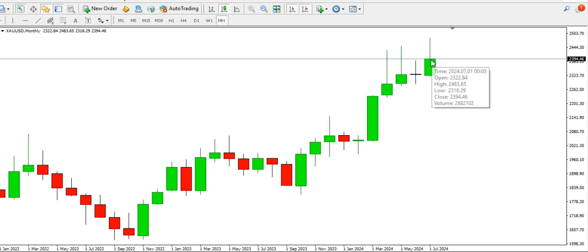So at the end of this particular month, we might see the price of gold forming another wick, which means we might be expecting the price of gold to drop a bit more, and possibly in the month of August we might see the price of gold dropping.